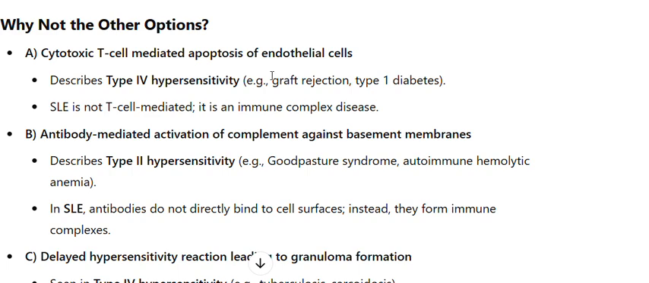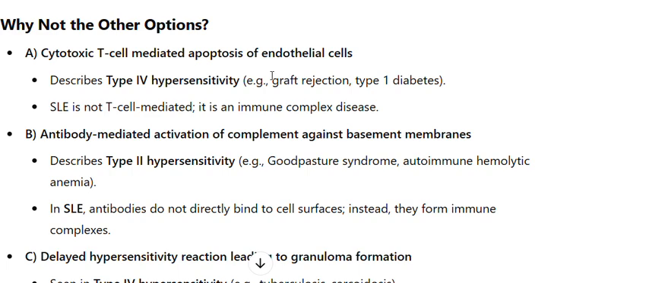B. Antibody-mediated activation of complement against basement membranes. Describes type 2 hypersensitivity, e.g. Goodpasture syndrome, autoimmune hemolytic anemia. In SLE, antibodies do not directly bind to cell surfaces. Instead, they form immune complexes. C. Delayed hypersensitivity reaction leading to granuloma formation, seen in type 4 hypersensitivity, e.g. tuberculosis, sarcoidosis. SLE is not a granulomatous disease.